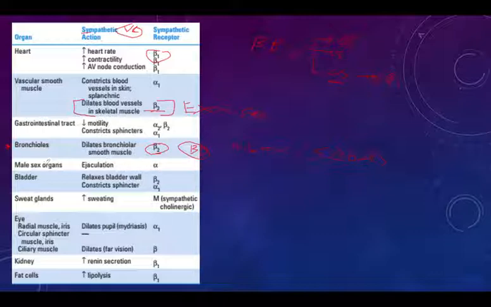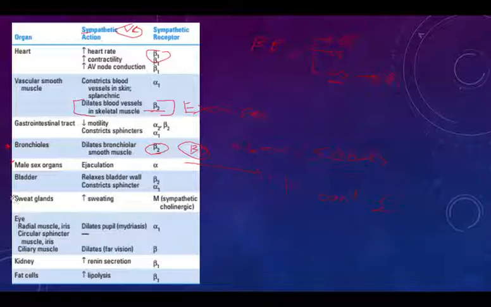Male sex organs, they love asking questions about this. Maybe you guys have heard this mnemonic before: point and shoot. Sexual arousal is a parasympathetically mediated process. So point, right, it's initiating and sustaining an erection, and then shoot. Ejaculation is a sympathetically mediated discharge. So point and shoot. It's an easy way to remember it.